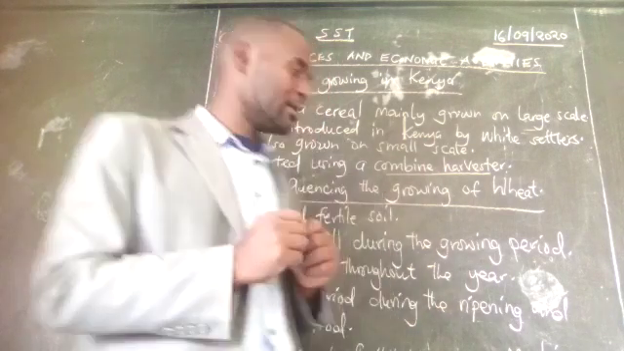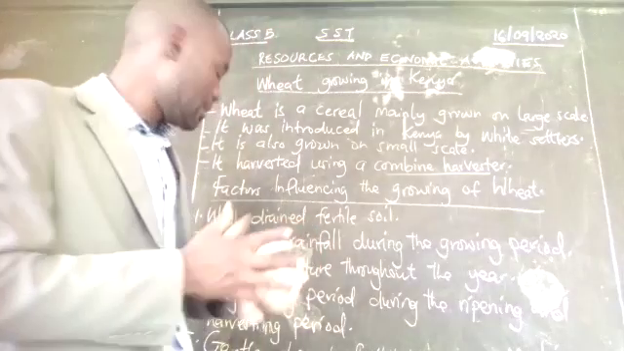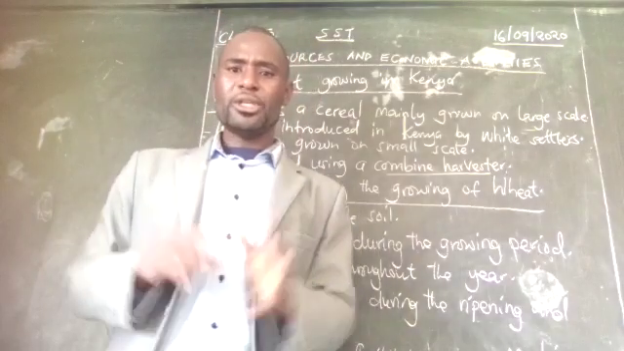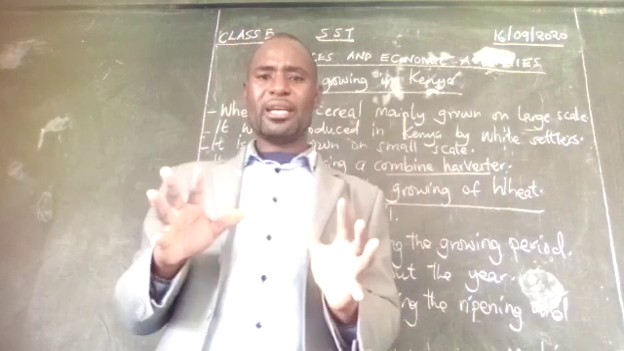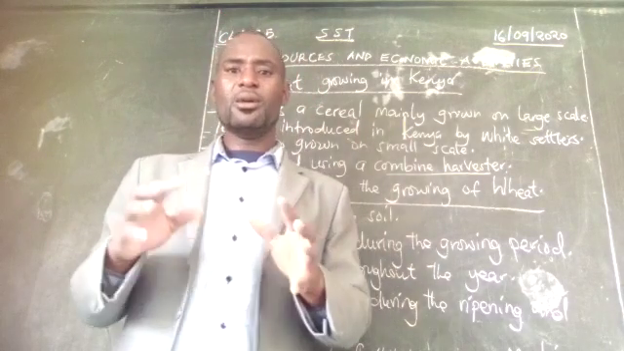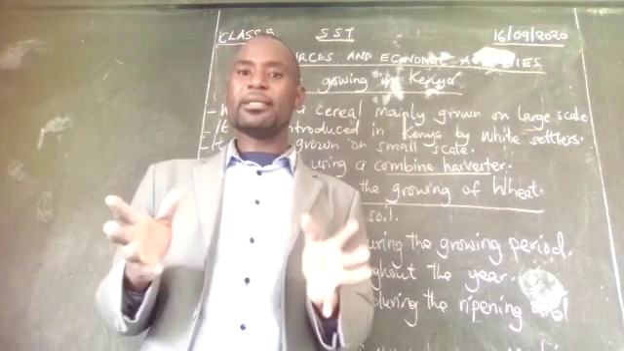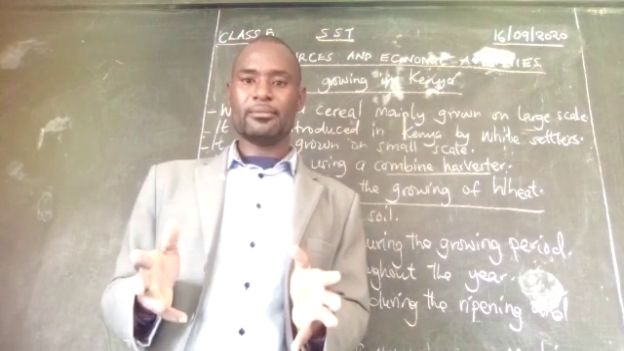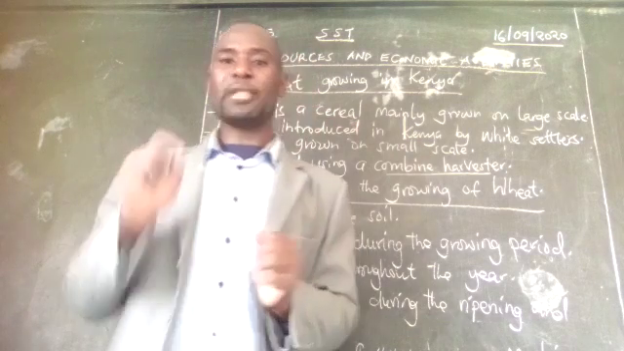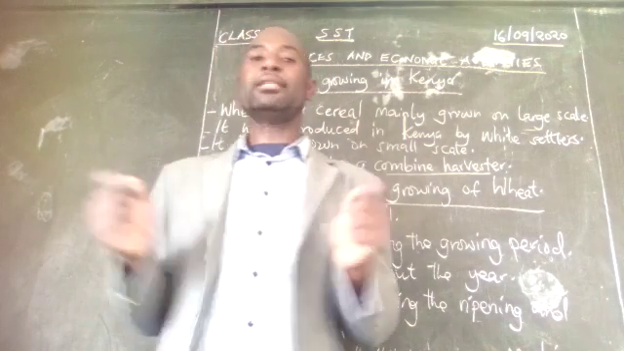Then another factor is that wheat requires a dry, sunny period during the ripening period and the harvesting period. So wheat cannot be harvested when it is raining. So that one is a very important factor for wheat growth.